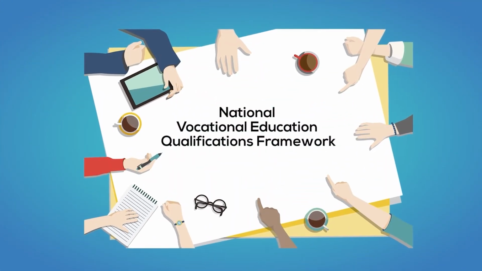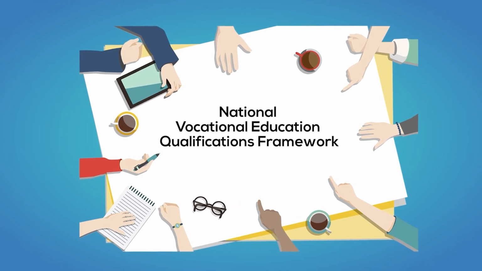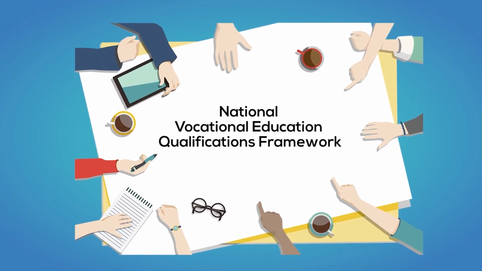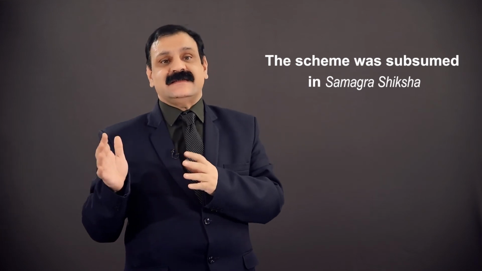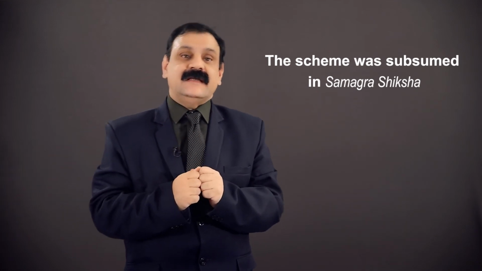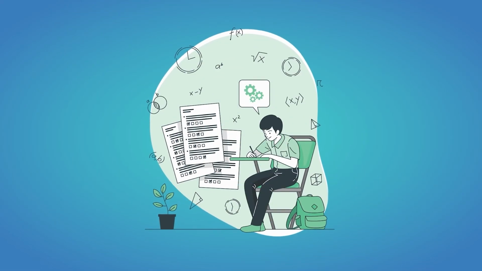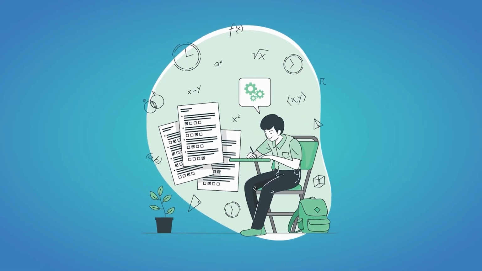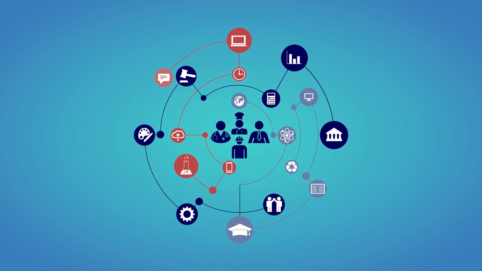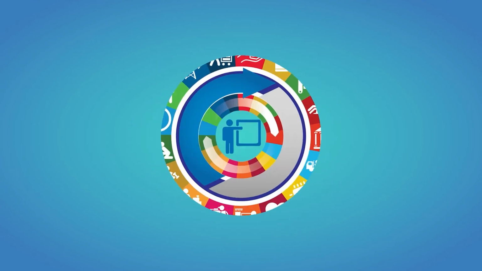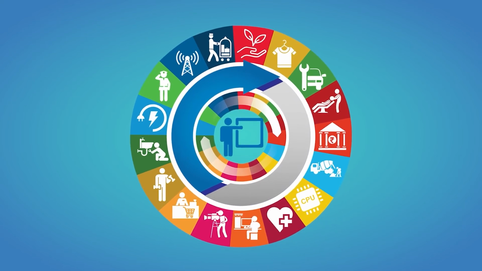And again, it was revised in 2014 based on the learning from the pilot project under the National Vocational Education Qualifications Framework. The scheme was later subsumed in Samagra Shiksha in 2018. Now we have the vocationalization of school education, which is now aligned with the National Skill Qualifications Framework by adopting the sectoral approach to vocational education. The vocational education program from grades 9 to 12 under Samagra Shiksha covers 18 sectors.